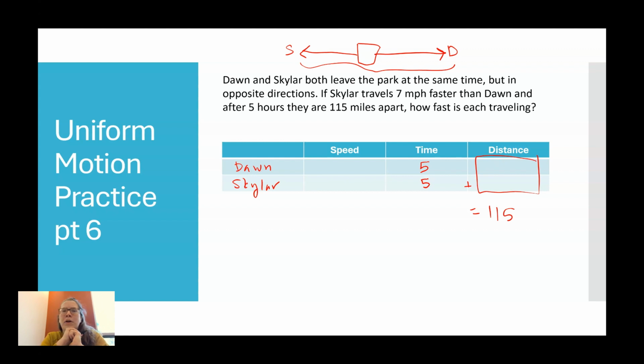So it doesn't matter where we put our x. It could be Dawn or Skylar. Skylar's traveling 7 miles per hour faster than Dawn. So let's call Dawn x and Skylar x plus 7. All right, let's see what happens. Speed times time equals distance. 5x and 5 times x plus 7. We know those add up together to 115. So we're going to solve, distribute out this 5.